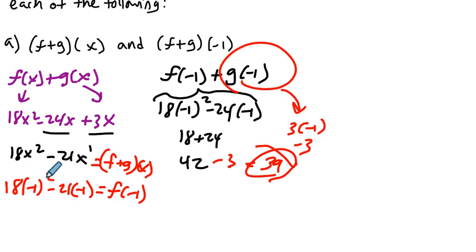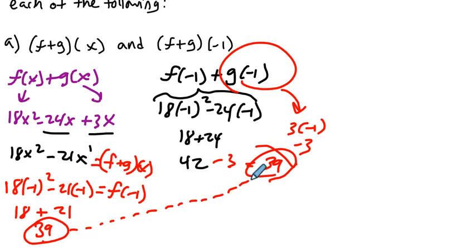So -1 squared is 1, so this is still going to be 18. Negative 21 times -1 is a positive 21. And what do you know? Ho, ho, ho. Well, it's not Christmas, but check this out. Look, we got the exact same answer.